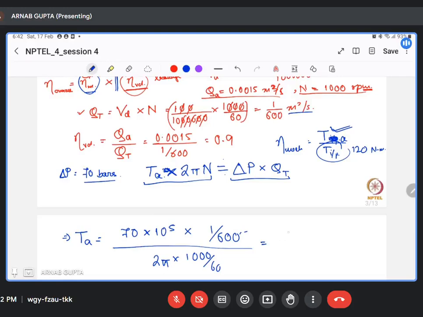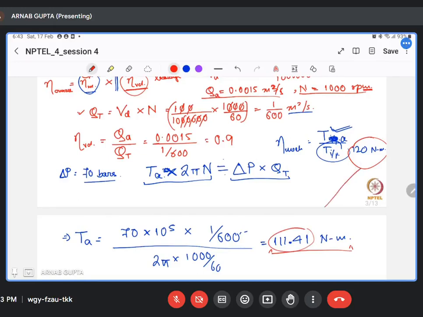It's coming out to be around 111.41 Newton meter. So you can see here, this was the torque that the prime mover was actually trying to deliver, and this is the torque at which the pump is rotating. Okay, so this 111.41. So this is the difference.